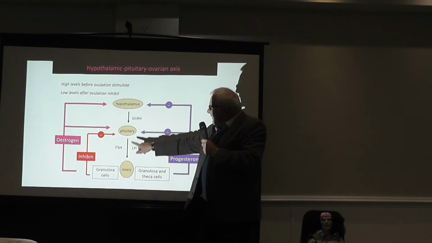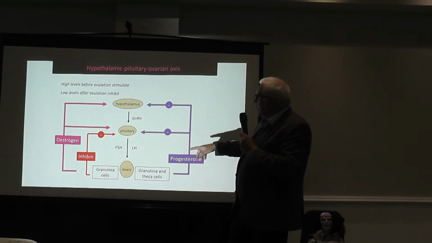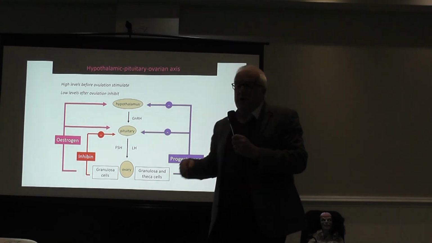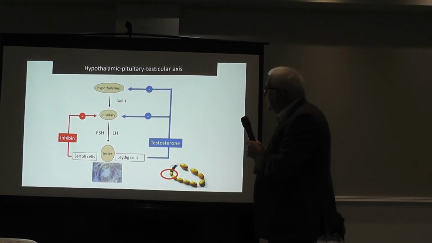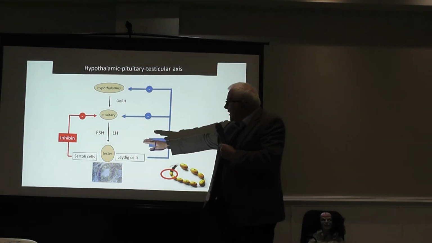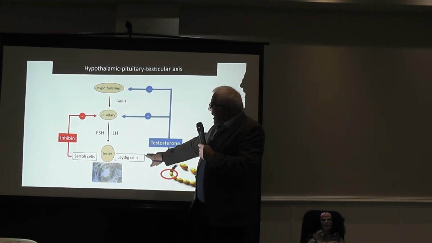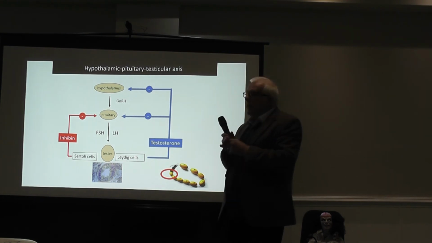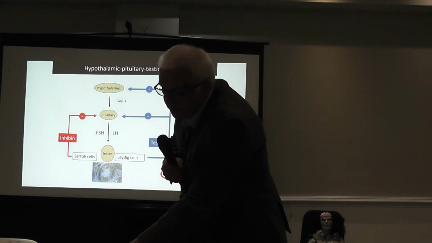And the axis for a girl, you've got your two puberty hormones here, follicle stimulating hormone, luteinizing hormone. They impact on the ovary. The ovary produces estrogen, progesterone. That feeds back to the hypothalamus and the pituitary to allow the pubertal process to go forward. And in boys, you've got two cell types in the testis, the Sertoli cells, which produce the sperm, and the Leydig cells, which produce the testosterone, and it's that loop that is driving puberty.